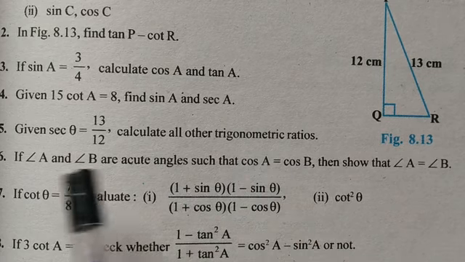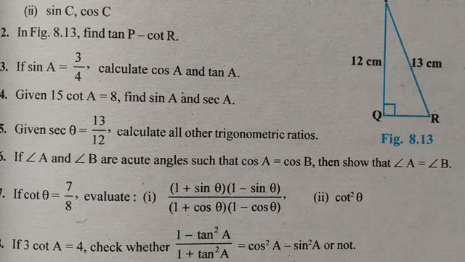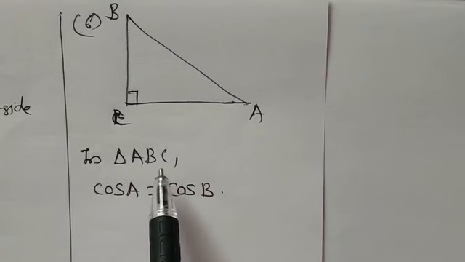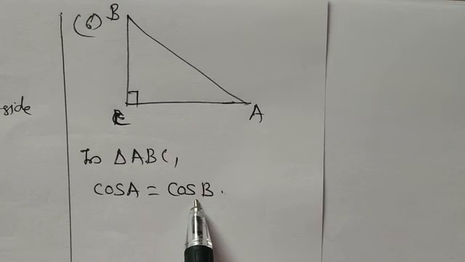Then find angle A and angle B are also equal. Let me take that figure. Using this, we can draw the figure ABC. Now angle C is what? 90 degrees. Then by the given condition, cos A equals cos B.